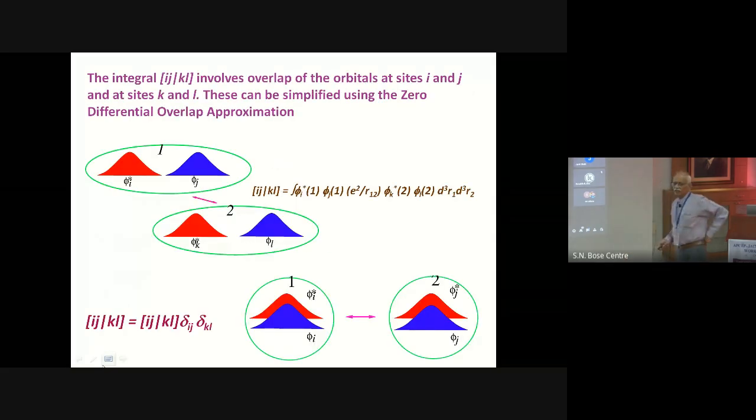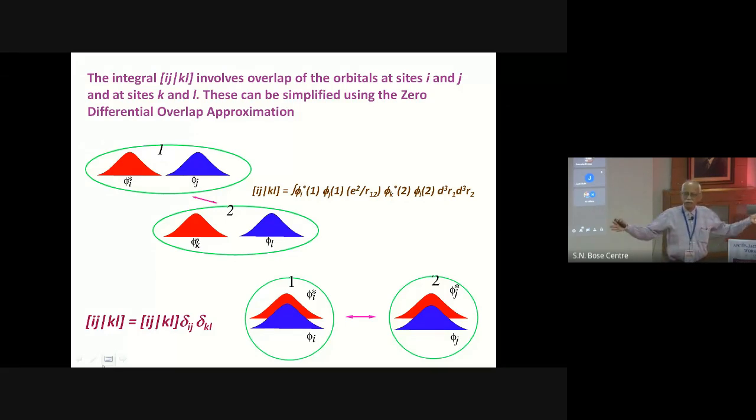So let us look at the two electron integrals. The two electron integrals involve electron 1 sitting in the overlap cloud of phi_i star and phi_j. These are the Gaussian orbitals I've just shown, and these are different sites i and j. And electron 2 is on sites k and l, phi_k star phi_l. So the two electron integral (ij|kl) is the integral of phi_i star(1) phi_j(1) e squared upon r_12 phi_k star(2) phi_l(2). If we are looking at 1s orbitals on distant sites, then obviously the overlap is 0.